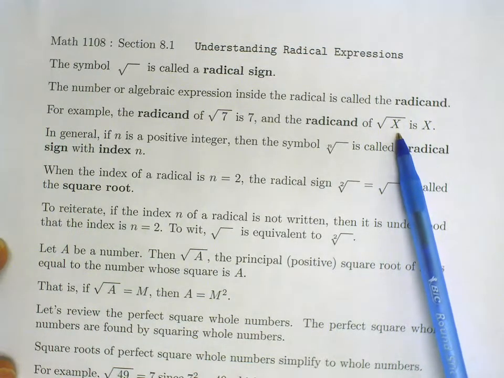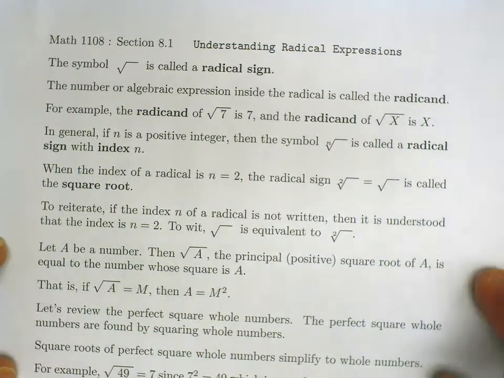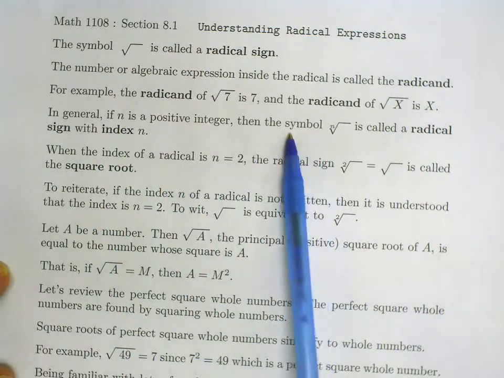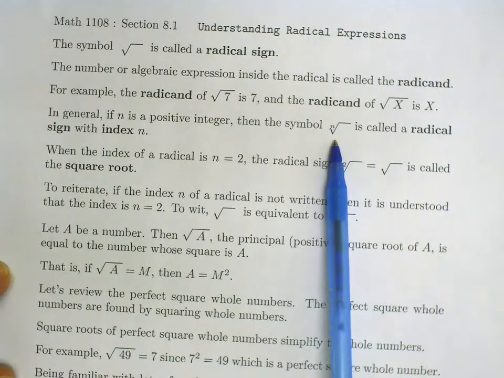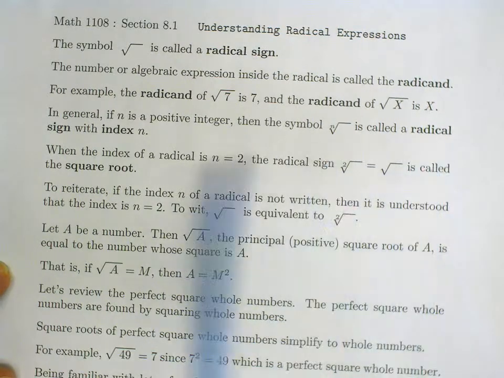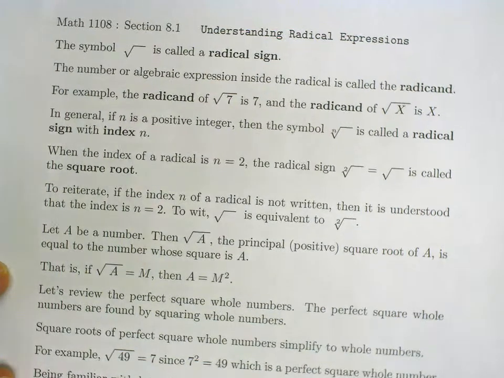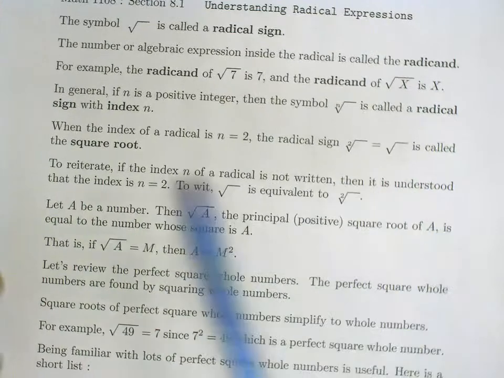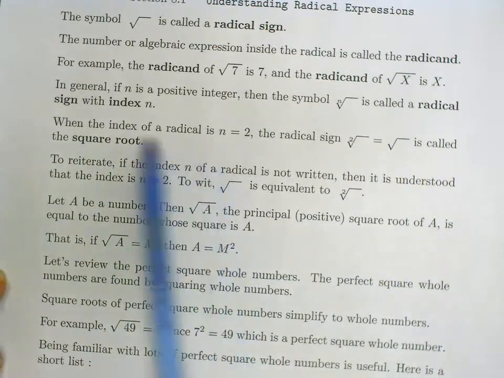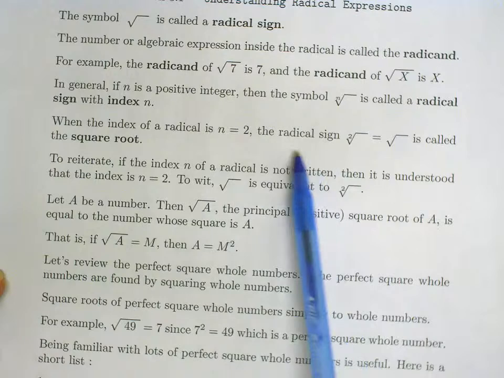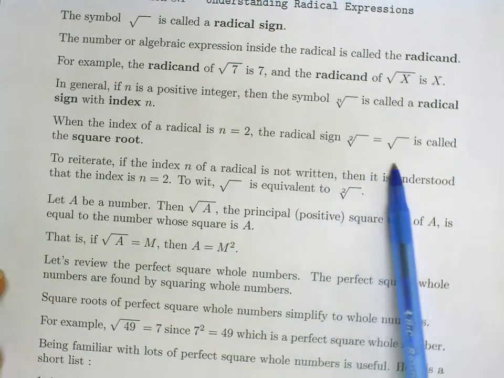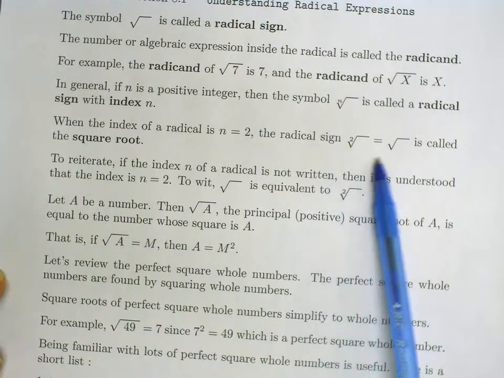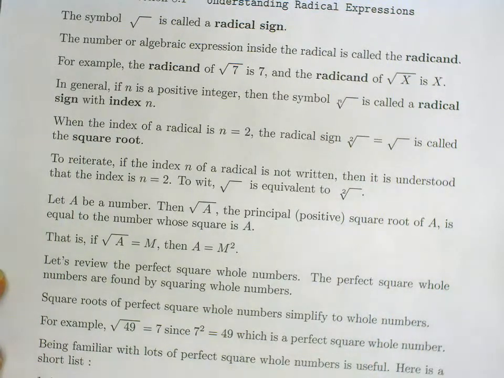That's the variable part on the inside. In general, if n is a positive integer, then the symbol, you see the n there, is called the radical sign with index n. So you're probably pretty familiar with that by now. When the index of a radical is n equals 2, the radical sign is called the square root. So for square roots, you can include the index 2 if you want, but if you don't, it's still understood to be the square root.